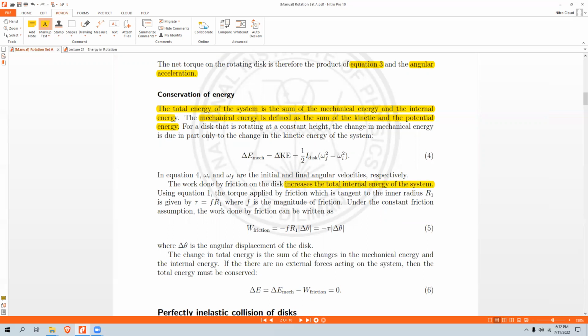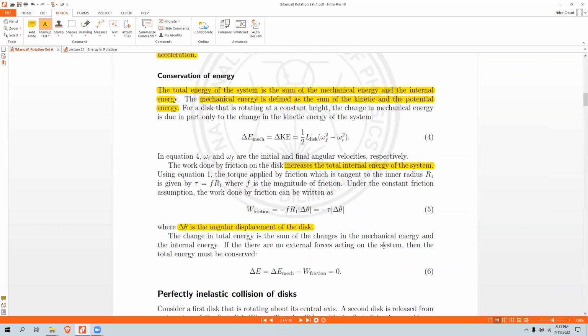So the torque applied by friction is tangent to the inner radius and is given by tau equals F R1. They are perpendicular, so the cross product disappears. Under the constant friction assumption, the work done by friction can be written as follows. W friction is equal to the negative of tau times the change in the angle, which is what we call the angular displacement of our disk.